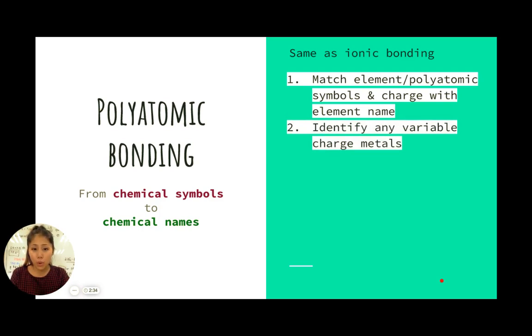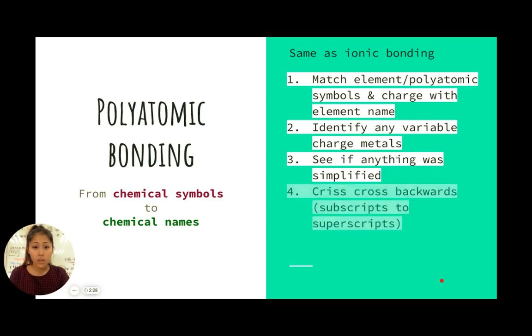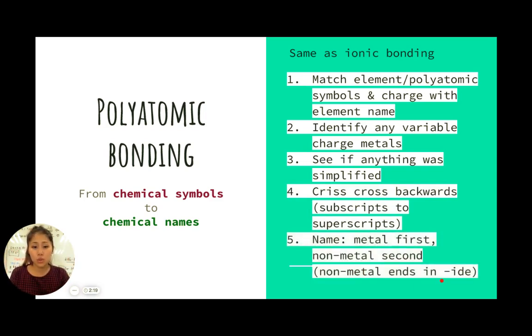You identify any variable charge metals when necessary. See if anything was simplified. If so, you're going to have to unsimplify that. And then you're going to have to crisscross backwards. When we go from the formula to the name, we crisscross backwards. And then you name your metal first, and then you name your nonmetal second, exactly like how you would for an ionic bond.